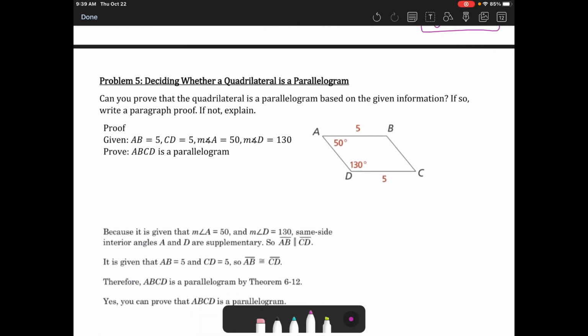Okay, so let's look at a few more proofs. Okay, we're almost done with this section. Hang in there.